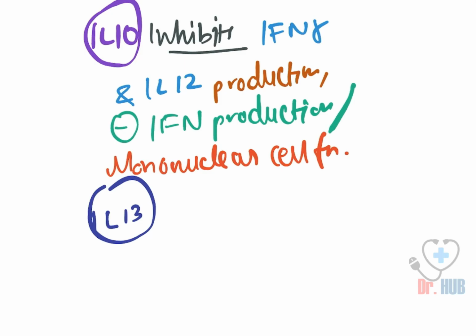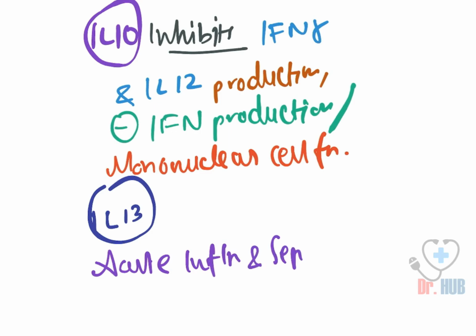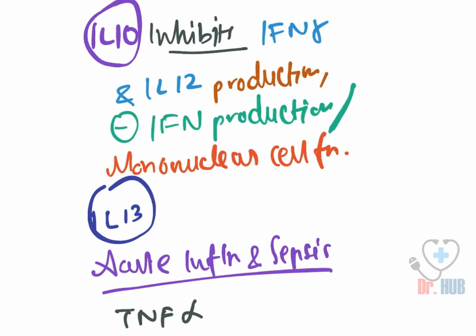After this, we look at acute inflammation and sepsis. Under acute inflammation and sepsis, there are IFN, TNF alpha, as well as IL-1.